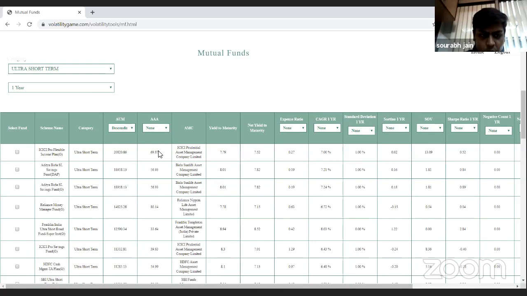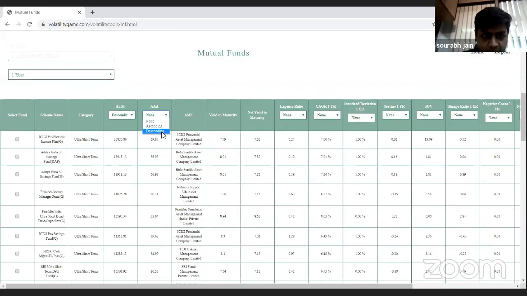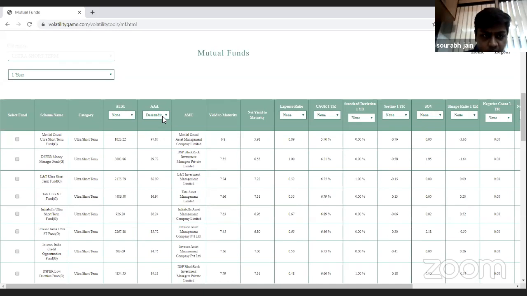But beside AUM, if you look at this AAA column, out of all these funds, some are having 50%, 60% AAA. SBI Ultra Short Term, for example, is having 80% AAA. So again, we can put in the AAA filter also. If we put the AAA filter, what we will get is Motilal Oswal, DSP, Ultra, Tata. They are having the highest AAA rated papers in their portfolio.